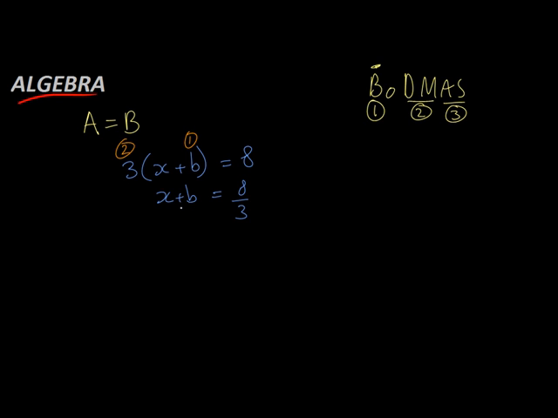Now we have to get rid of the thing that's attached to the x, which is plus b. The opposite of plus b is minus b. x is equal to 8 over 3 minus b. That would be the solution of that equation.